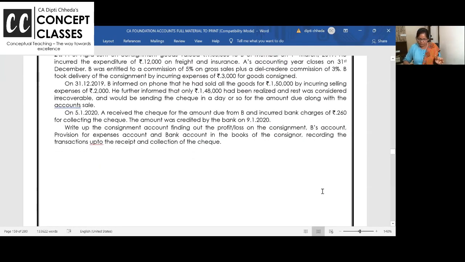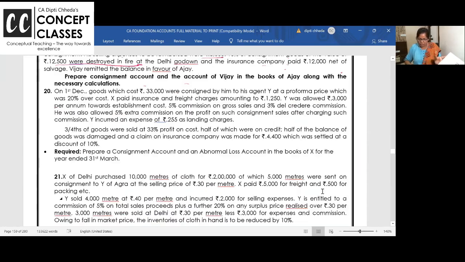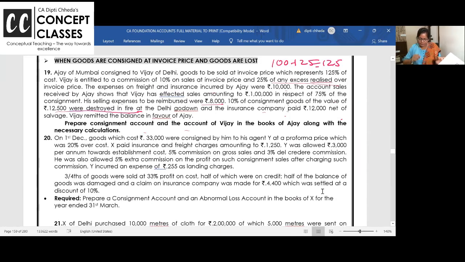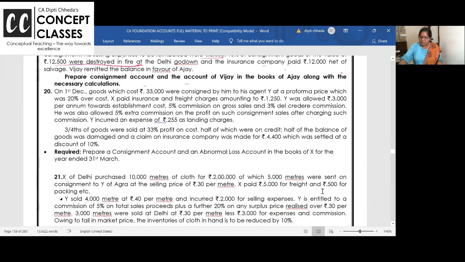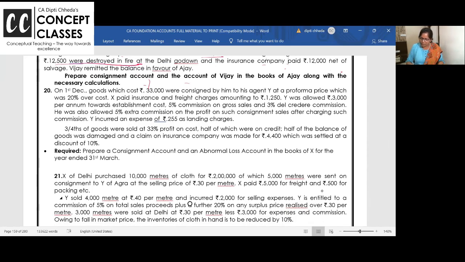Not the 24th problem, 24 is the last one, we will do that. The 20th problem is homework. I am not explaining anything. Just do it and share your answers with me tomorrow. Okay? Anyone having any doubt?